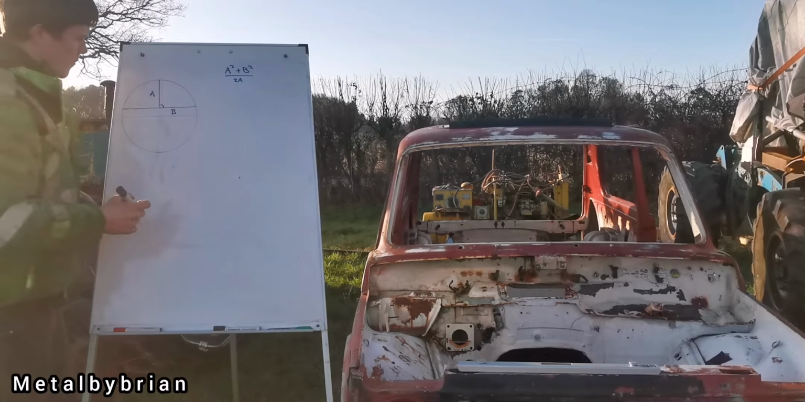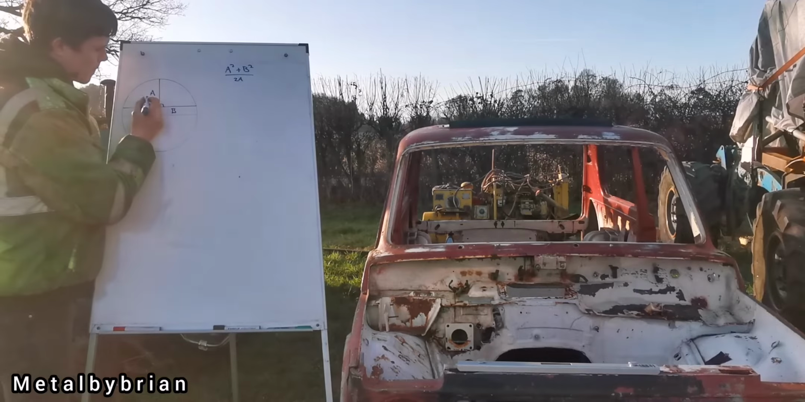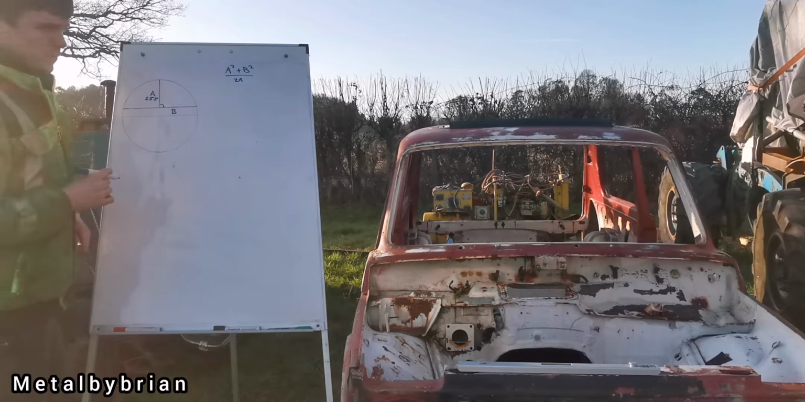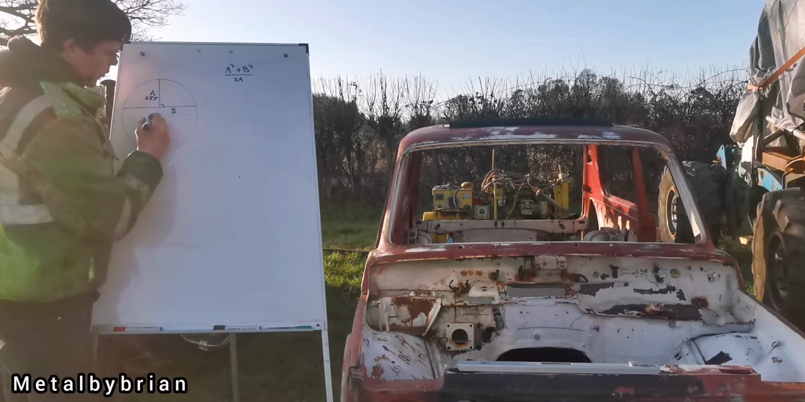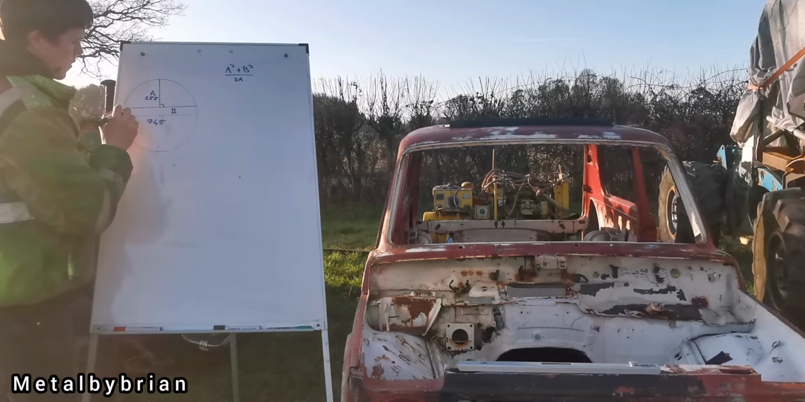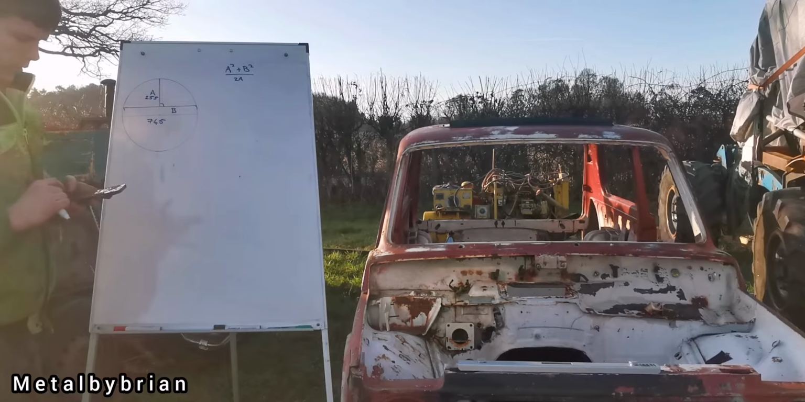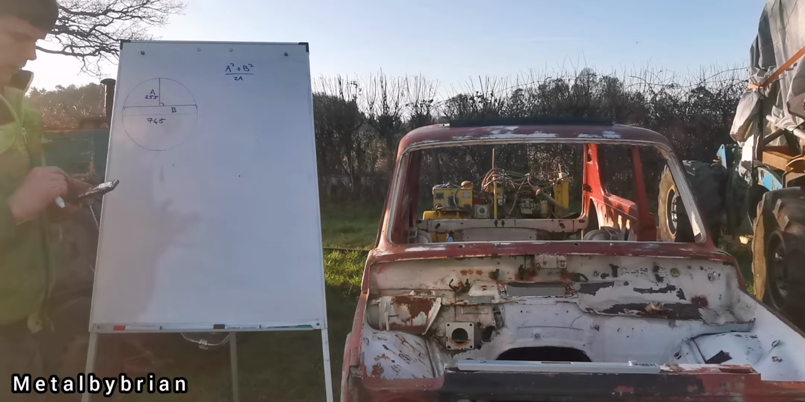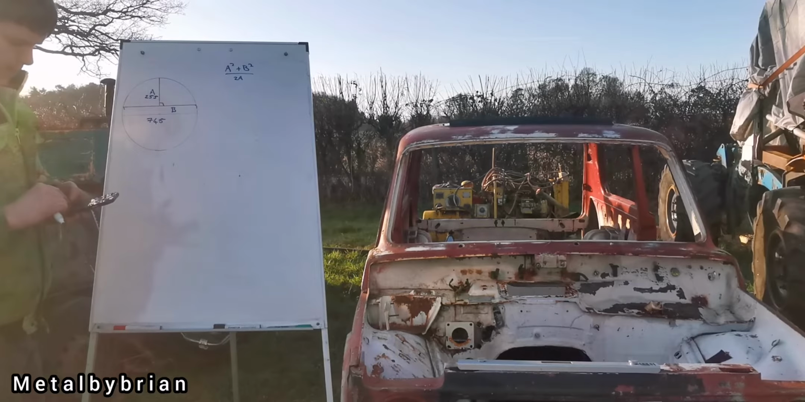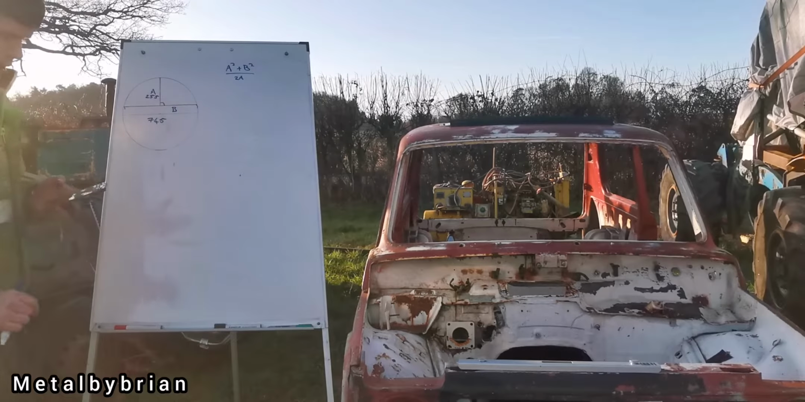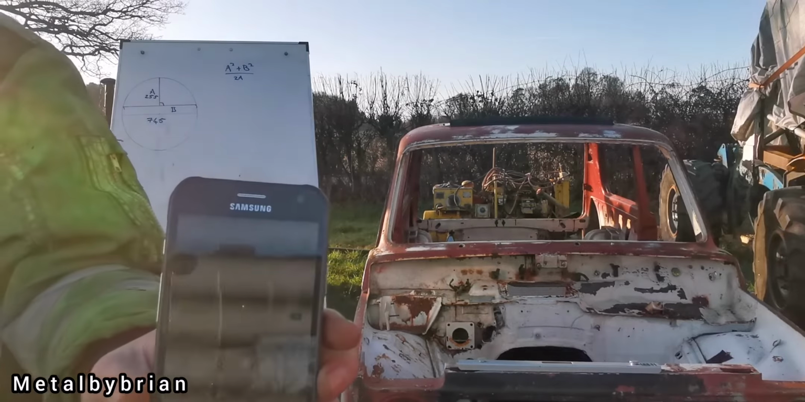Okay, so we've got A, which is 255. We haven't got B. We've got a measurement of 745, which is this distance here. We want a radius, so we're going to take 745. Find a calculator. We're going to divide that by 2, which gives us 372.5.